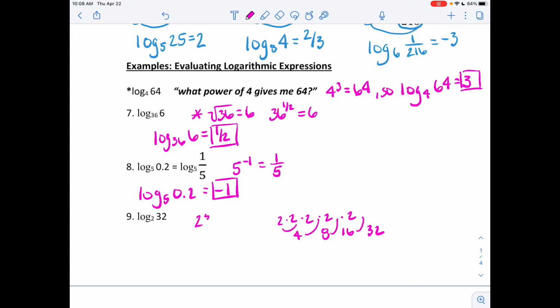So 2 to the 5th power is equal to 32. Log base 2 of 32 is equal to 5.